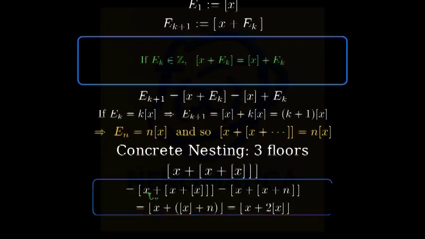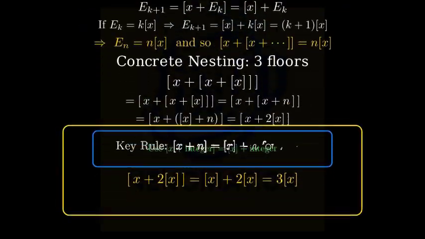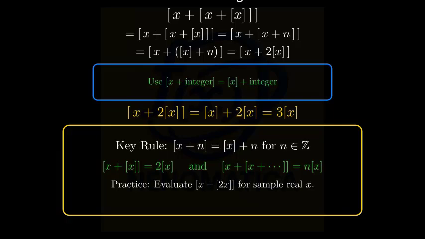Summary: we used the key property that the floor of x plus an integer equals the floor of x plus that integer. From this, we proved that the floor of x plus the floor of x equals 2 times the floor of x, and by induction that n nested floors add up to n times the floor of x.